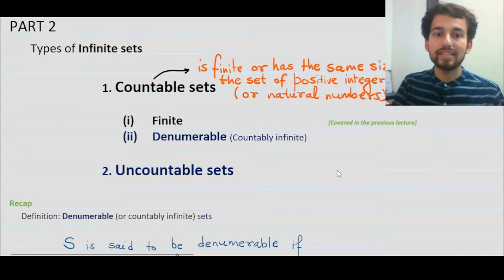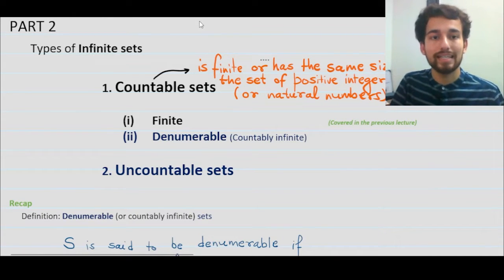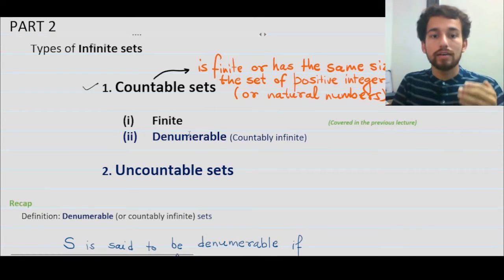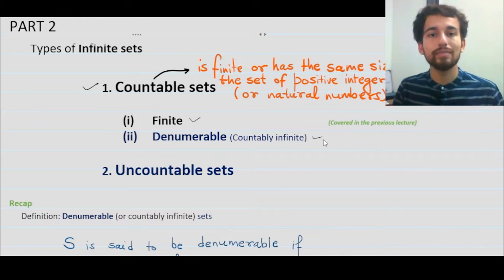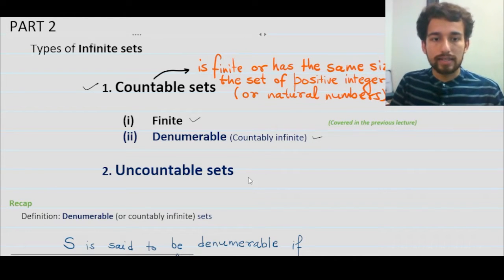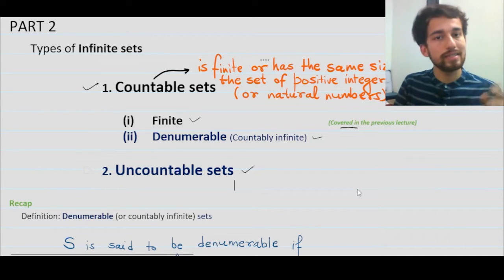As defined in the previous lecture, we were discussing infinite sets. Infinite sets are broadly divided into two categories. The first category is countable sets, which further has two subcategories: the first one is finite sets, and the second are known as denumerable sets, or some authors also call it countably infinite. The second type of infinite sets are uncountable sets. Finite sets were already covered in lecture 2. Now I'll move ahead with the notion of countable sets.